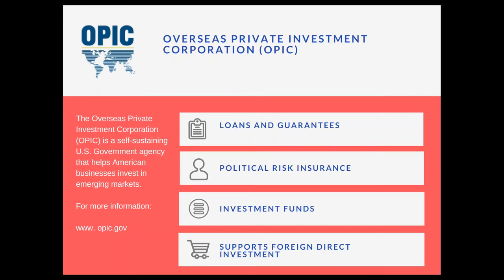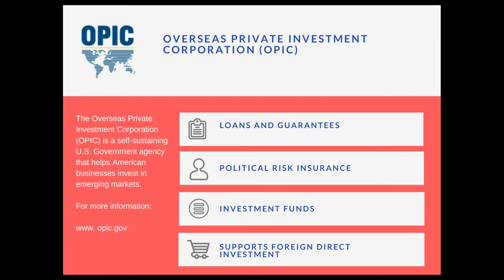OPIC provides businesses with the tools to manage the risks associated with foreign direct investment, fosters economic development in emerging markets, and advances U.S. foreign policy and national security priorities. OPIC helps American businesses gain footholds in new markets, contributes to job and growth opportunities both at home and abroad. OPIC fulfills its mission by providing businesses with financing, political risk insurance, advocacy, and partnering with private equity investment fund managers. OPIC provides financial products such as loans and guarantees, political risk insurance, and support for investment funds, all of which help American businesses expand in emerging markets.